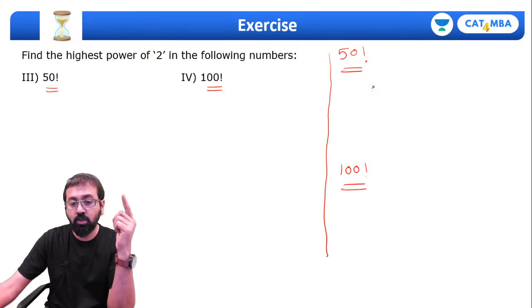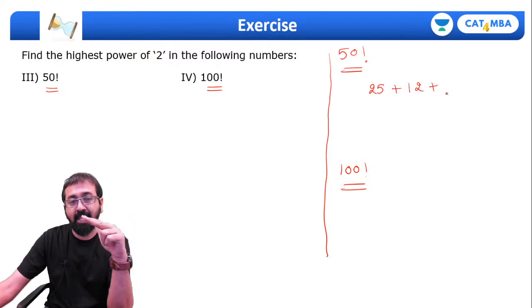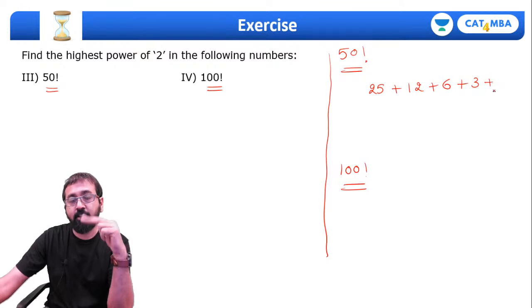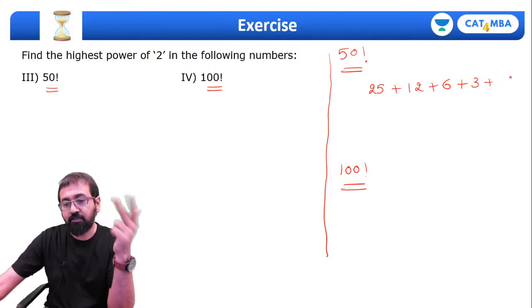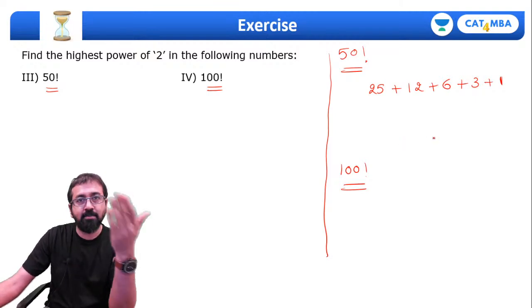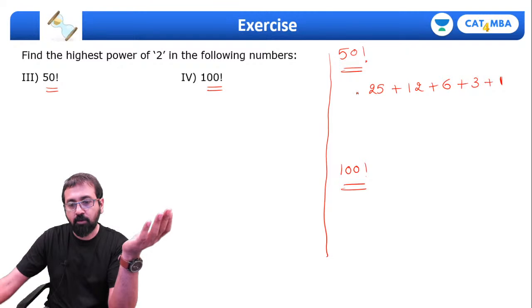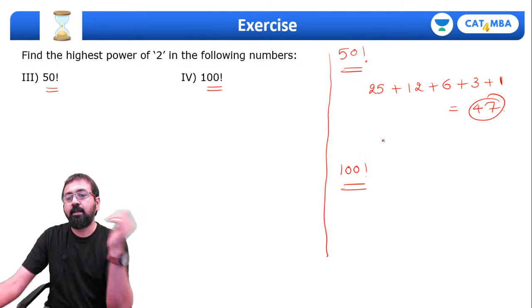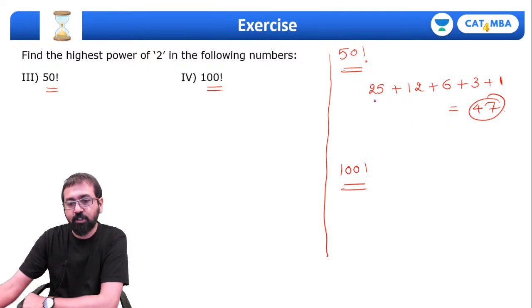50 divided by 2, it's 25. Then 50 divided by 4, it's 12. 50 divided by 8. See, I'm taking different powers of 2. So 50 divided by 8: 8 6s are 48, right? Then 50 divided by 16, that's 2 raised to 4, it's 3. 50 divided by 2 raised to 5, that is 32, it will be 1. And 50 divided by 2 raised to 6 will become 0. The quotient will be 0. So the power of 2 in 50 factorial will come out to be 47. Yes or no? Everyone, please check for this.